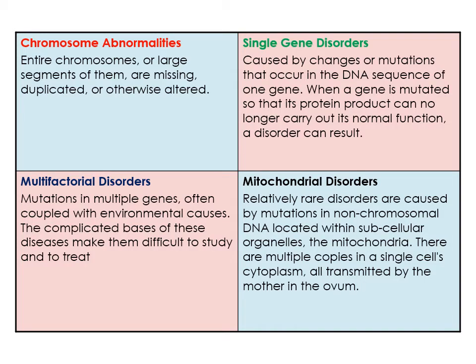Single gene disorder is caused by mutations in one gene. Chromosomal abnormalities is caused by the entire or certain segment of the chromosome being missing, duplicated, or otherwise altered. Mitochondrial disorders are caused by mutation of DNA located in the mitochondria. Multifactorial disorders are due to mutations in multiple genes in combination with environmental factors.